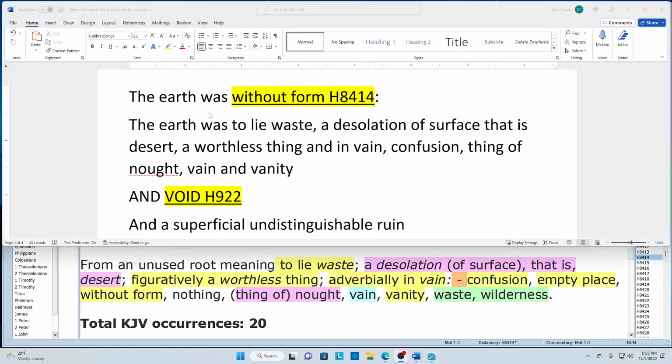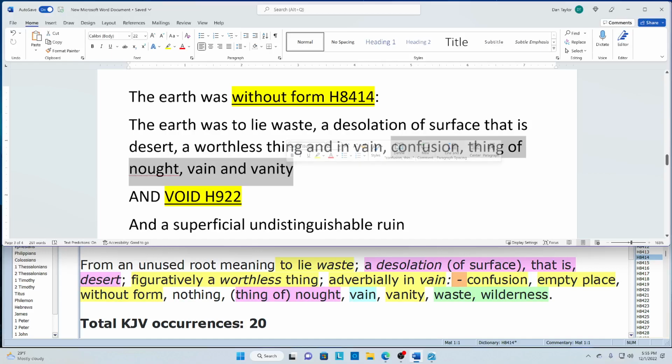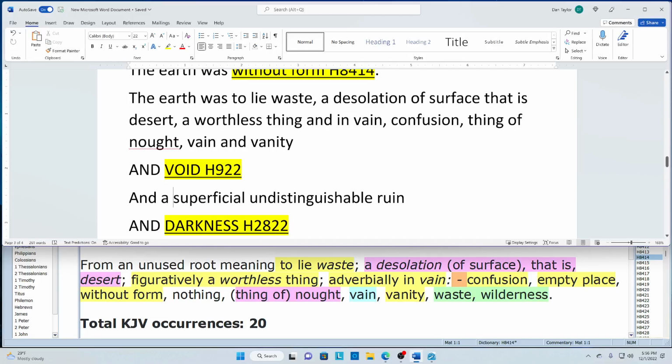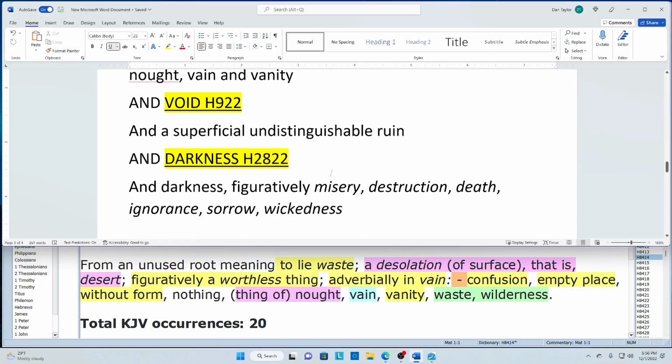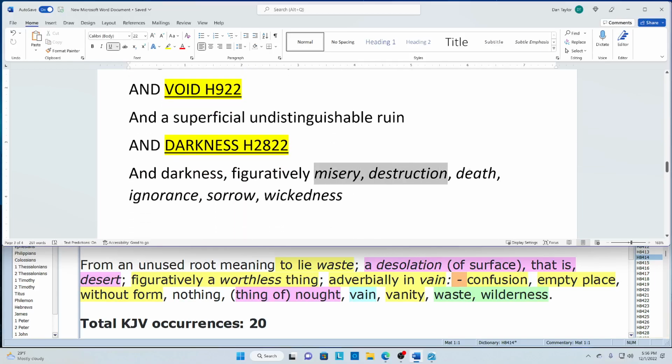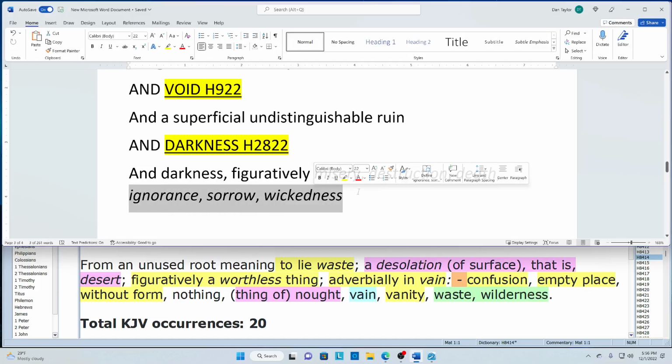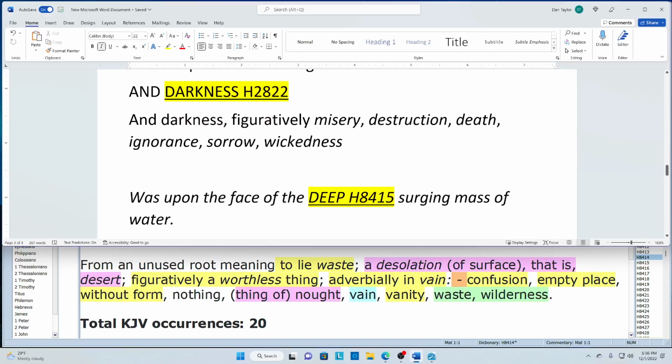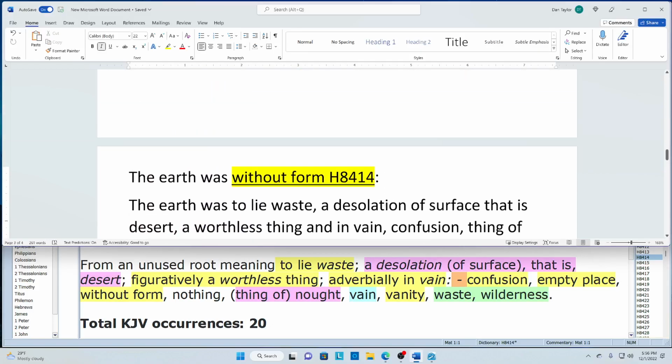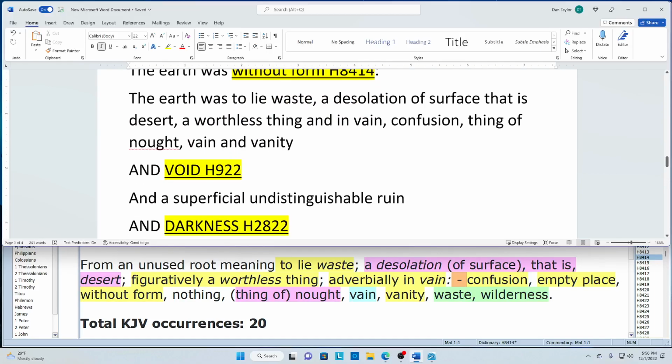All right, so let's read it from the definitions. It says the earth, just one last time. The earth was without form. The earth was to lie waste, a desolation of surface, that is a desert, a worthless thing, and in vain. It was confusion, a thing of naught. It is vain and vanity, and void. It's a superficial, undistinguishable ruin, and darkness, misery, destruction, death, ignorance, sorrow, and wickedness was upon the face of the deep, the surging mass of water. There you go. So now you know what the earth was like in the beginning.